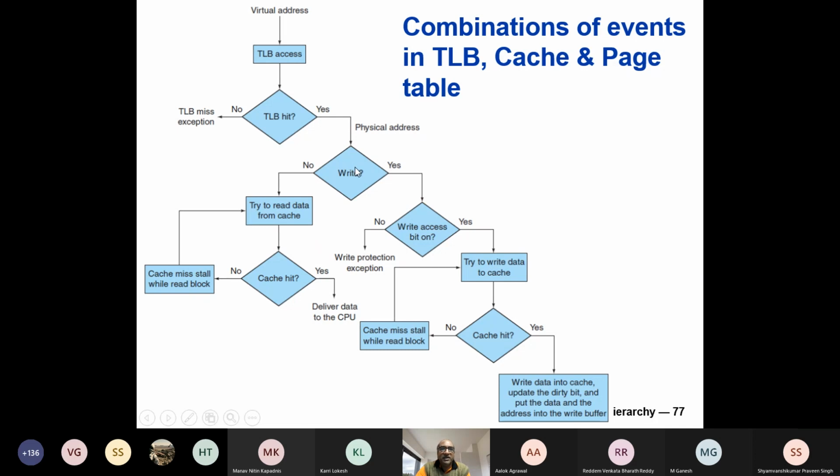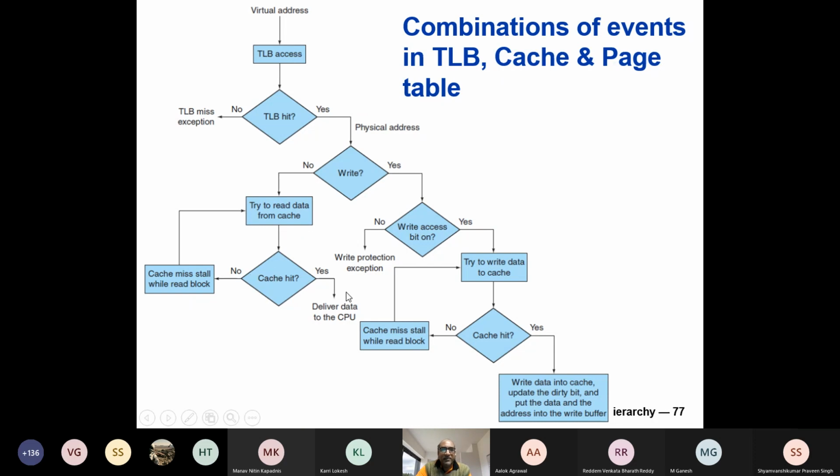And similarly here, we are checking whether you are writing or reading. If you are not writing, it means that you are reading the data from the cache. Then again, you have to check whether the particular cache entry is there or not, whether the particular physical address block is there or not.